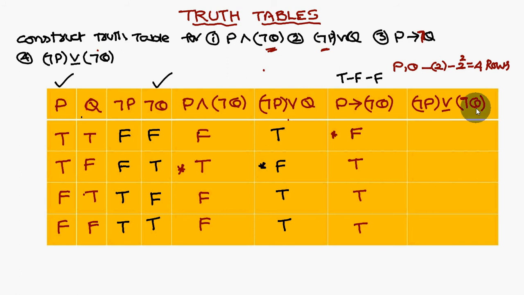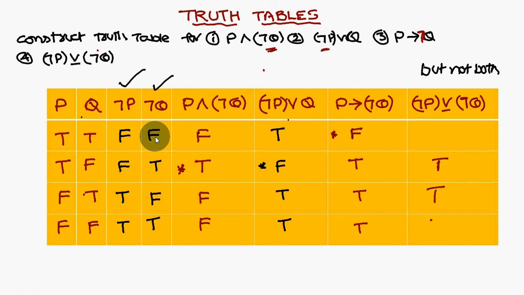Next, not P exclusive disjunction not Q. Already we have discussed: both true is false, both false is also false. So not P is here, not Q here. Both false, it is false. Both true is also false. Remaining cases it is true. So this is the way of constructing the truth tables.